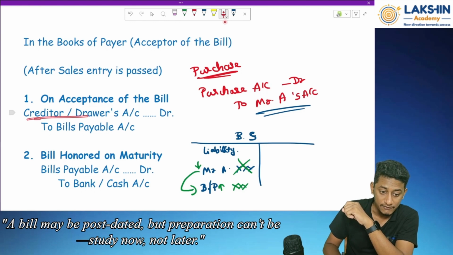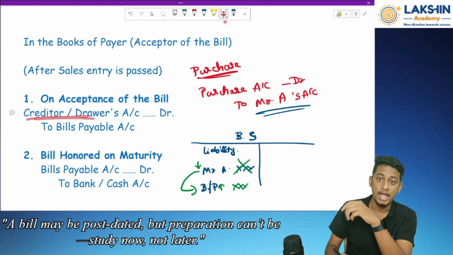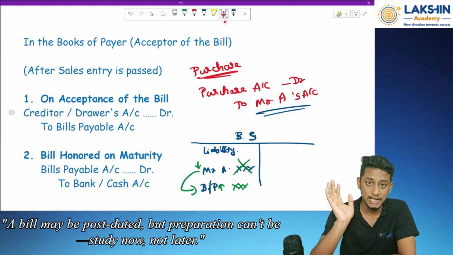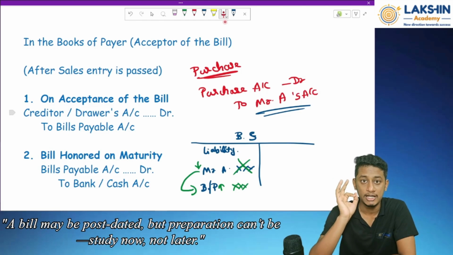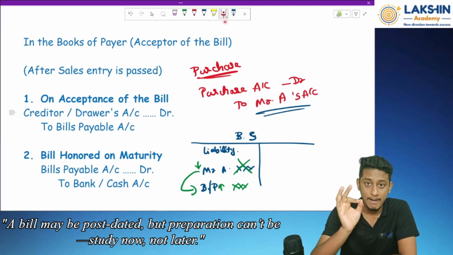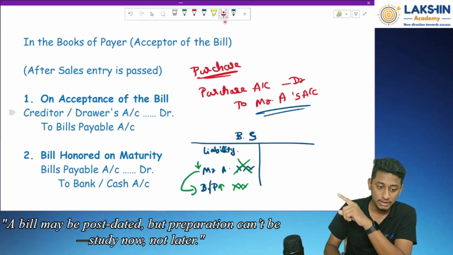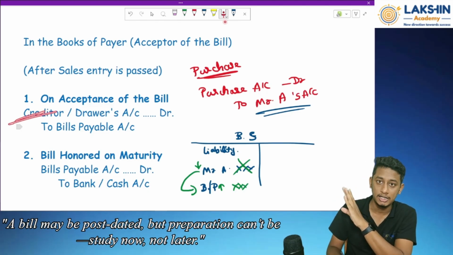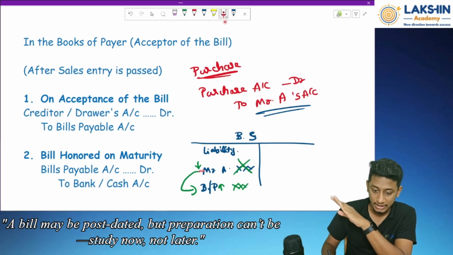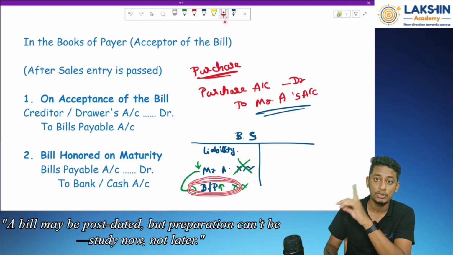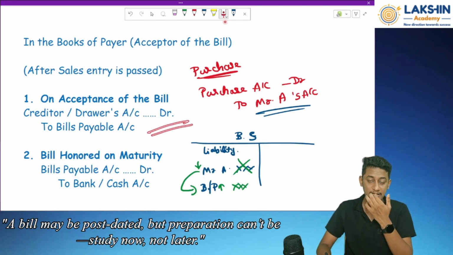After that I am debiting the creditor's account. Whenever we debit any liability account, what does that mean? That means the balance in the creditor's account has been reduced. So to reduce the value in Mr. A's account, I am debiting it now. So in my books, Mr. A's account won't be shown ever. Now only bills payable will be shown. Clear? Okay. So this is how we pass the first entry.